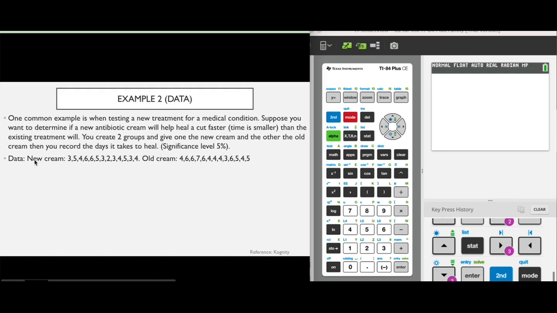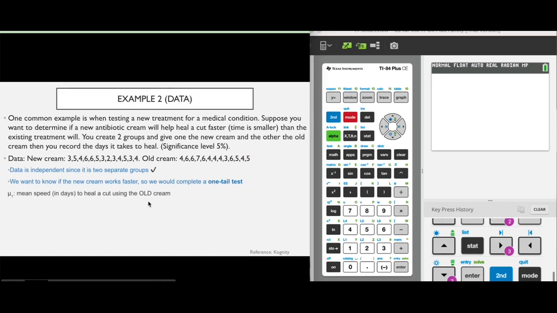Okay, so we have data for the time of healing for the new cream and the time of healing for the old cream. First, let's talk about our hypotheses. So both of these are independent, so we can use our t-test. And then we're going to talk about the means. First, I always want you to label what the means are. So mu1, we're going to label it as the old cream. You can choose the new cream as long as you're consistent throughout. And I'm going to say that mu2 is my new cream.